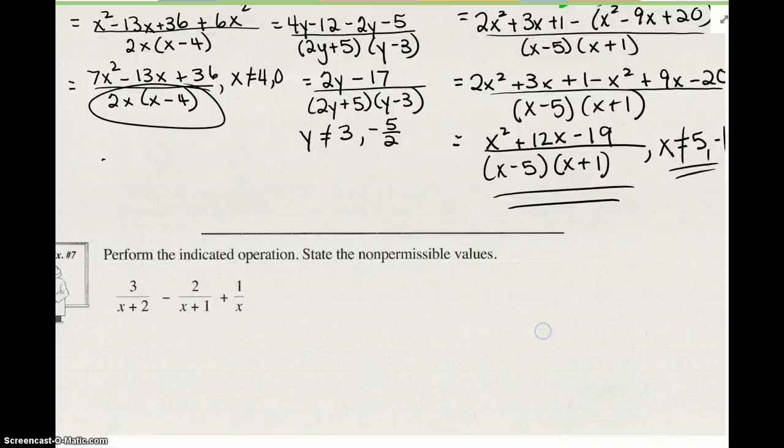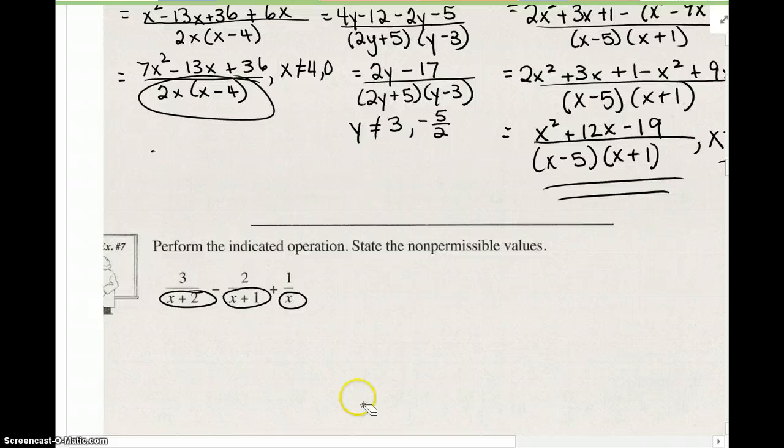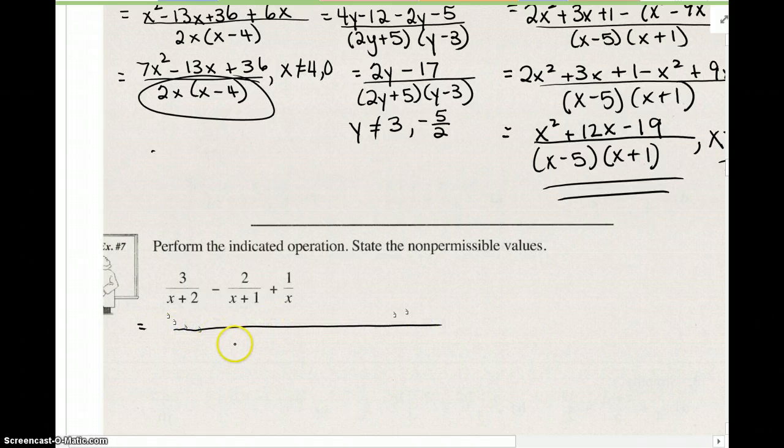All right, next little bit here, we are going to do one more question of this sort. Just getting a little bit more complex. We have an x plus 2 on the bottom, an x plus 1 on the bottom, and x. So what we need to do is find a common denominator. Well, there's nothing common there, so we're just going to put them all together. And this just becomes a really long question, not difficult, just a long question.